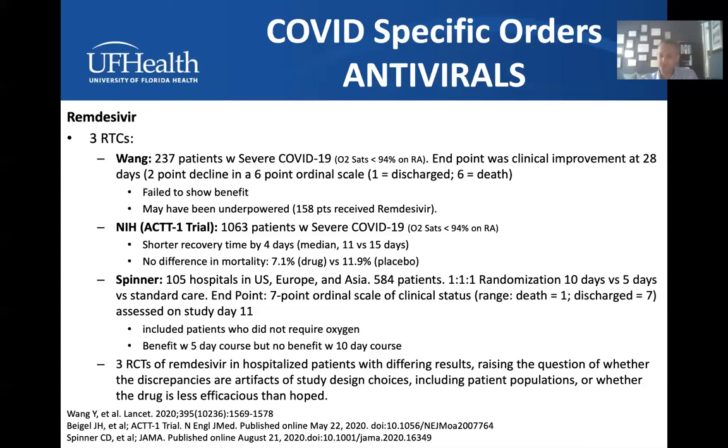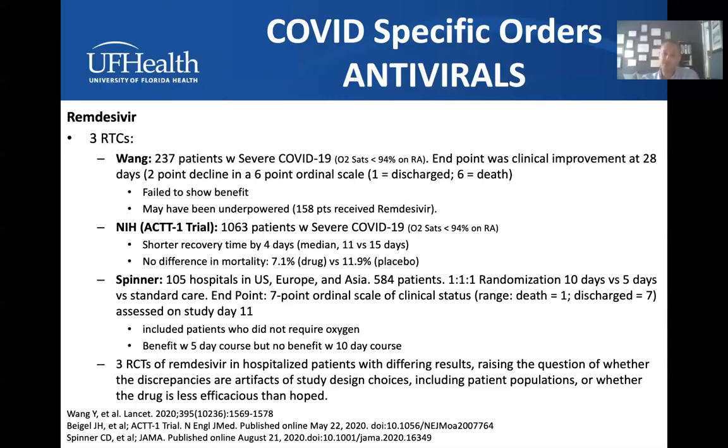no mortality difference was seen. The third RCT was done by Spinner and colleagues, conducted in 105 hospitals in Europe and Asia, and included 584 patients randomized 1:1:1 to 5 days or 10 days of remdesivir or standard care. This open-label trial included non-severe cases of COVID-19, and a benefit was shown with a 5-day course of remdesivir, but not with a 10-day course. Some patients in all remdesivir trials received steroids, but there was no formal cross-randomization or interrogation of the treatment-by-treatment interactions between remdesivir and corticosteroids.